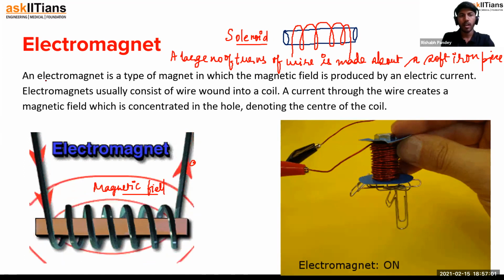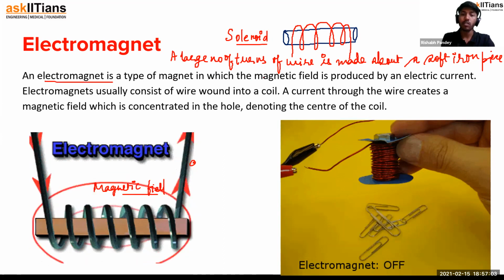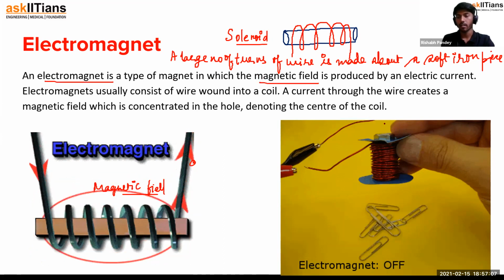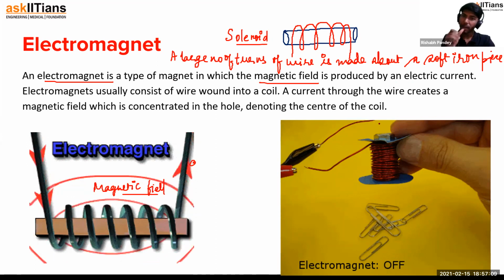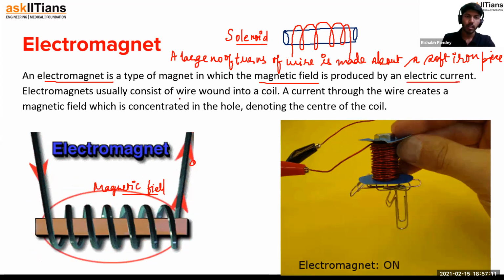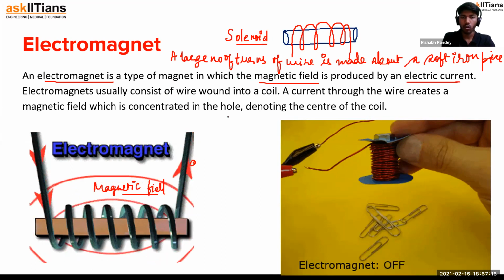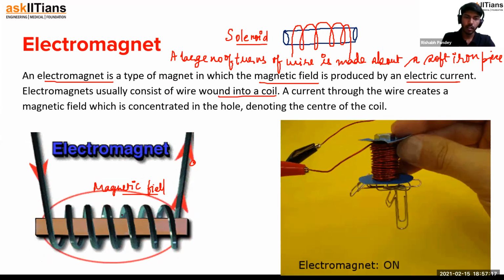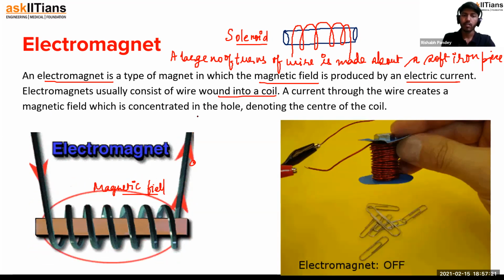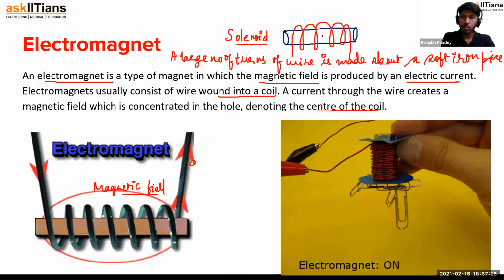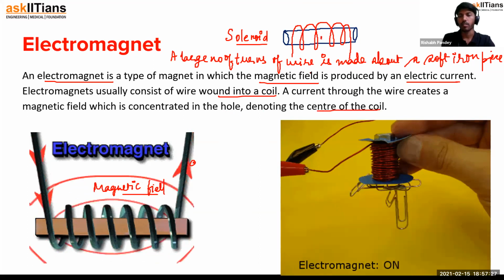I hope I'm clear. So as you can see over here, an electromagnet is a type of magnet in which the magnetic field is produced by an electric current. Whenever there's an electric current, a magnetic field will be produced by it. Electromagnets consist of wires wound into a coil. As you can see, this is a coil-like structure. A current through the wire creates a magnetic field which is concentrated in the hole, denoting the center of the coil. So the maximum concentration of the field is like this.